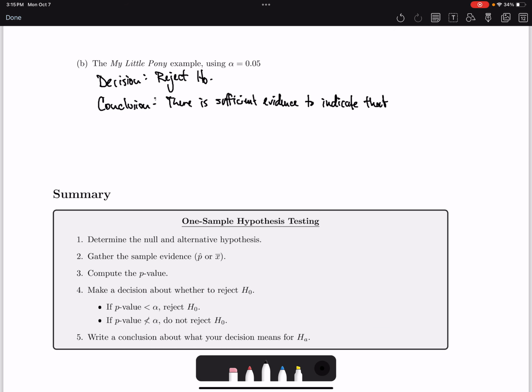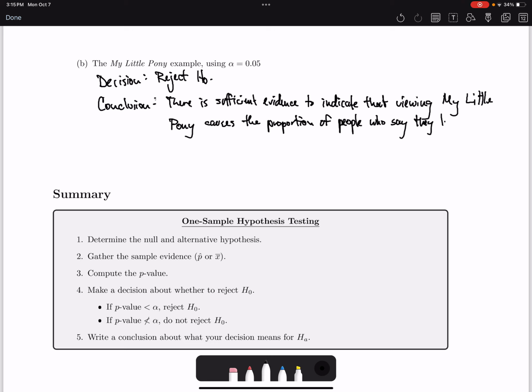So there is sufficient evidence to indicate that viewing My Little Pony causes the proportion of people who say they like unicorn giggles to decrease.